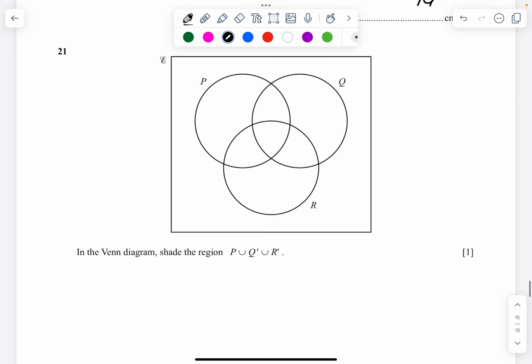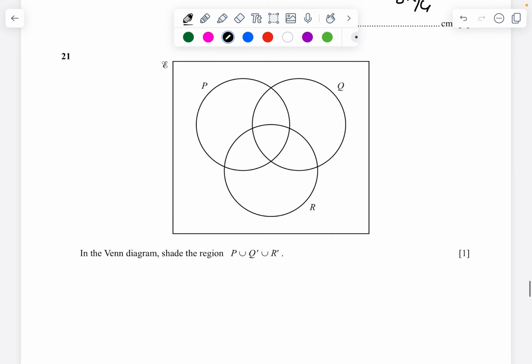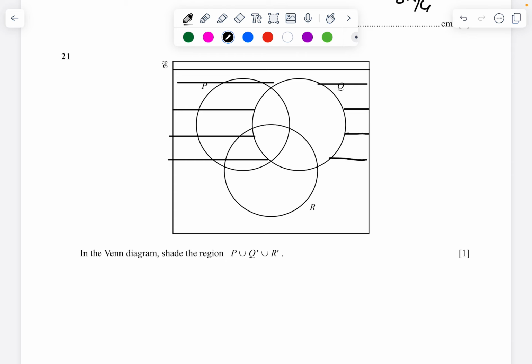Question number 21. In the Venn diagram, shade the region P union Q complement union R complement. So first of all, Q complement. Q complement means outside of Q. I am going to do outside of Q. This region, whatever I am shading, is outside of Q.